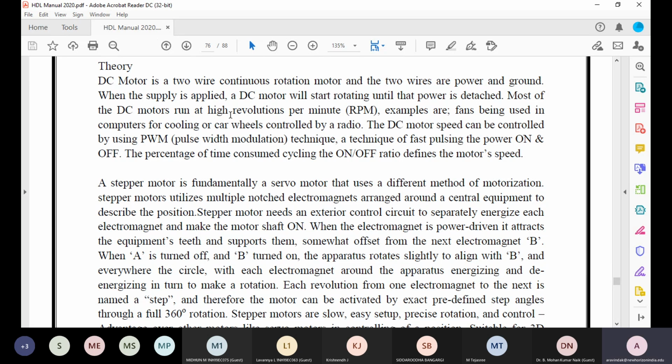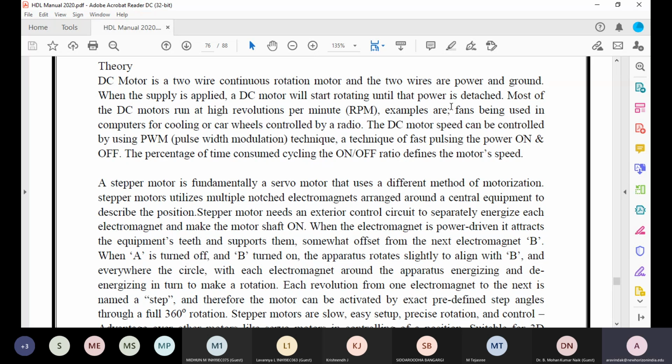Most of the DC motors run at high revolutions per minute, RPM. For example, when you go to a dentist, the dentist will be using a small equipment to clean your teeth, and that small equipment will contain a small motor, and that motor will keep running at a high speed, and it will be used to polish your teeth also. So that is an example of a DC motor.